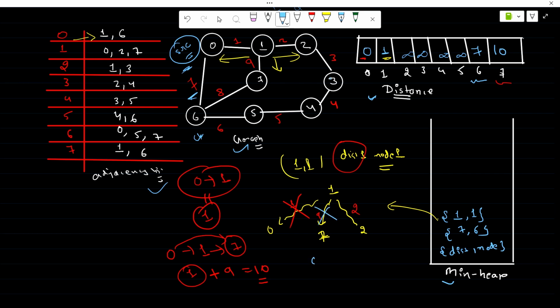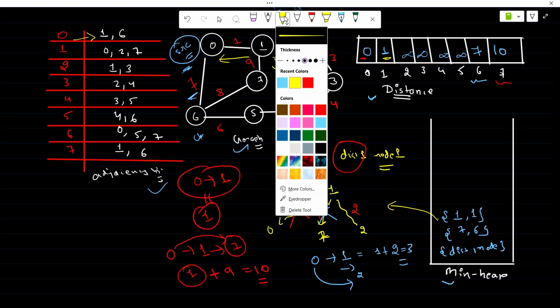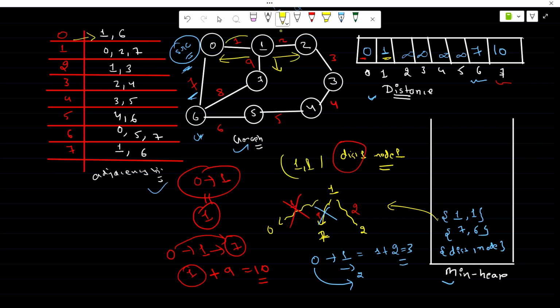From 1, we can reach 2. So from 0 to 1, the distance is 1. And from 1, we can reach 2. So ultimately, we can reach from 0 to 2 at a distance of 1 plus 2, which is 3. Right. As you can see here also, from 0 to 1, we can reach at a distance of 1. From 1 to 2, we can reach at a distance of 3. So ultimately, we can reach from 0 to 2 at a distance of 3. I hope you got this.